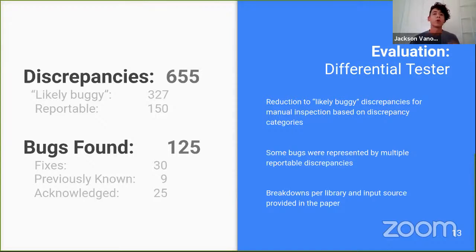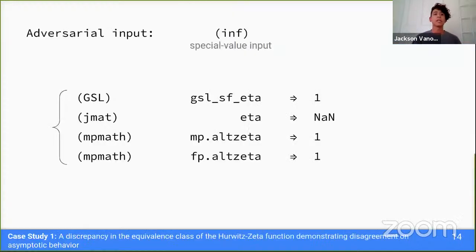So the last thing I'd like to do then is go over 4 case studies of interesting discrepancies discovered by the FPDiff tool. This first one is a discrepancy in the equivalence class of Hurwitz zeta functions. We're seeing a disagreement on the asymptotic behavior. There's a special value input of infinity, and we can see that the JMAT library is returning a nan when the other libraries are agreeing on this output of 1. Combine this with the fact that the JMAT library elsewhere supports the evaluation of limits of special functions. This resulted in a report and ultimately a fix. And we were also able in our report to suggest the appropriate behavior based on the consensus that we see here.